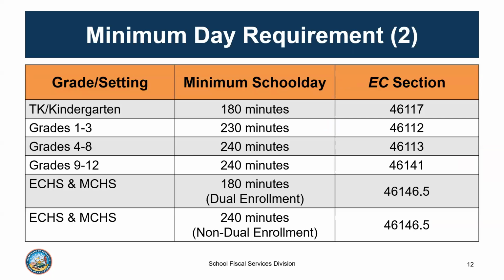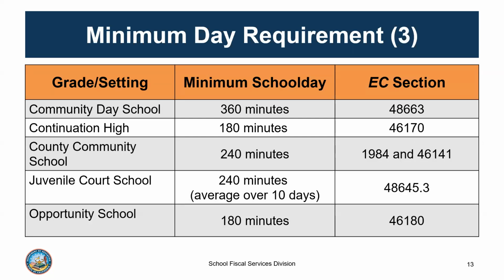As stated in the previous slides, in addition to meeting the annual day and minute requirement, school districts and county programs must schedule students for a minimum number of minutes of instruction per day in order for the day to count towards meeting the annual instructional day requirement. This table reflects the daily instructional minute requirements for school districts by grade span and setting. COEs must also meet the minimum daily instructional minute requirements in order for the student's attendance to generate apportionment. This table reflects the requirements for county programs.